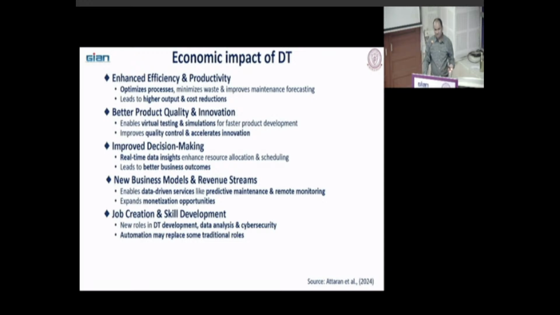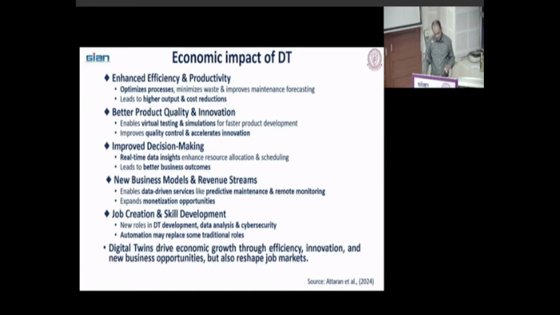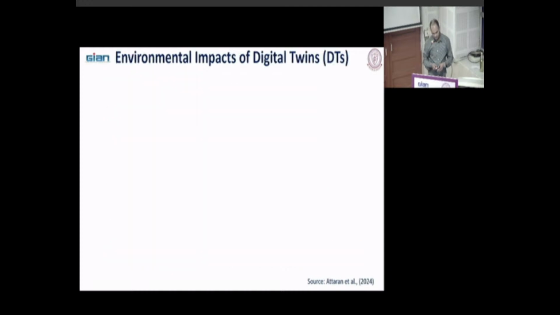Automation may replace some traditional roles. Robotics: yesterday I showed you one video of Ocado. You need to see how you can improve your skills to manage those robotics, and to connect the robots with the other technologies available in that warehouse. So digital twins drive economic growth through efficiency, innovation, and new business opportunities, but they will also reshape the job markets. And as students, you need to build those skills.